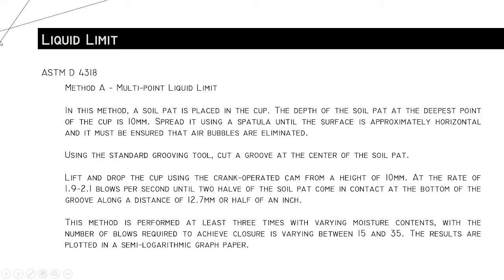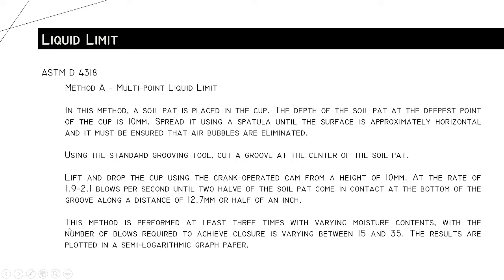So under method A, a soil pat is placed in the cup, and the depth of the soil pat at the deepest point of the cup should be 10 mm. It is spread using a spatula until the surface is approximately horizontal, and it must be ensured that air bubbles are eliminated. Using the standard grooving tool, a groove is cut at the center of the soil pat, and then the cup is lifted and dropped using the crank-operated cam from a height of 10 mm.